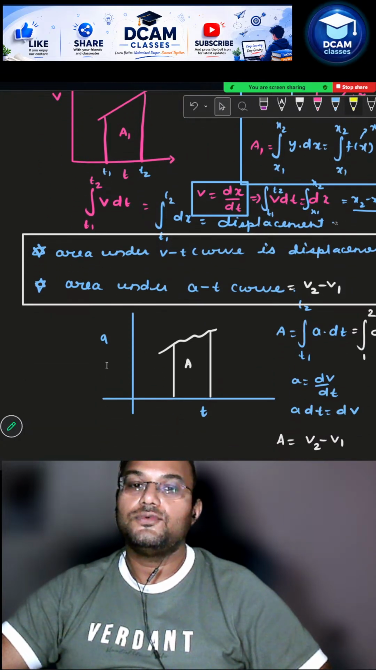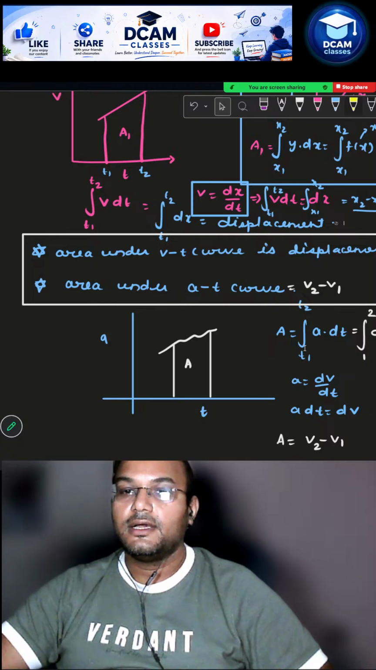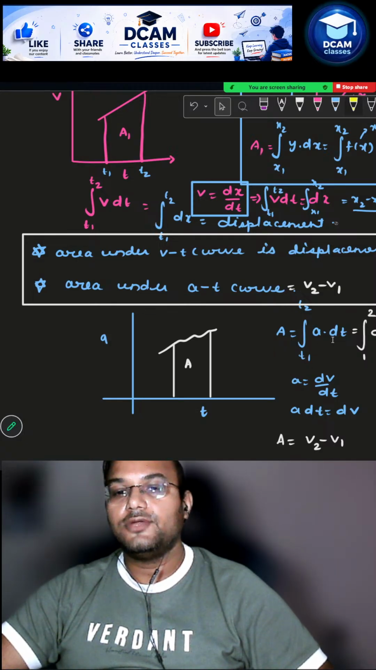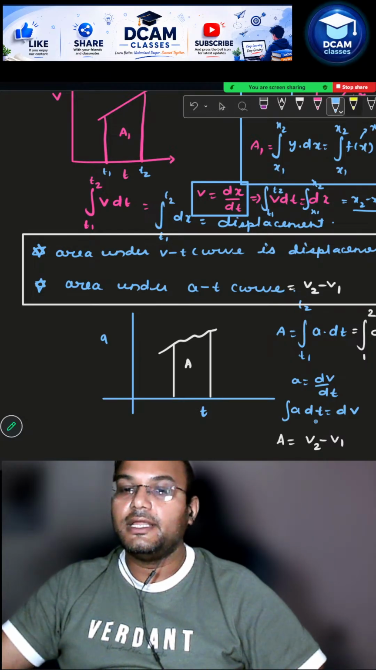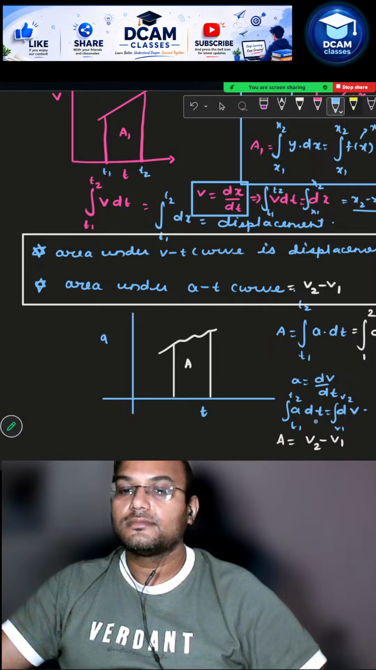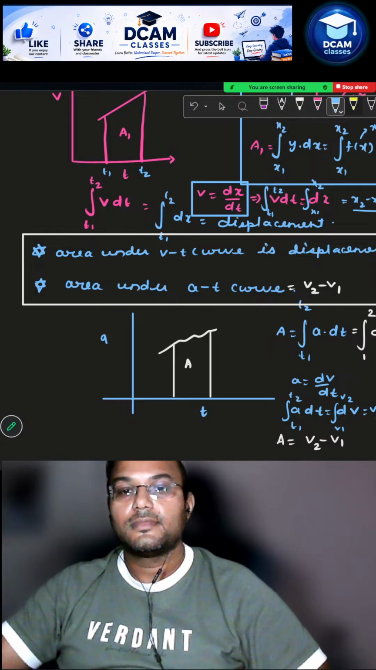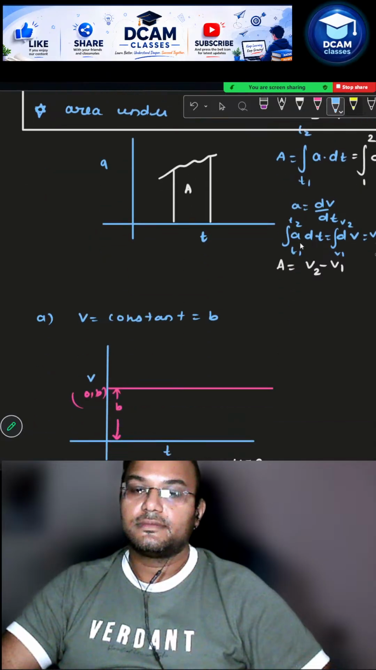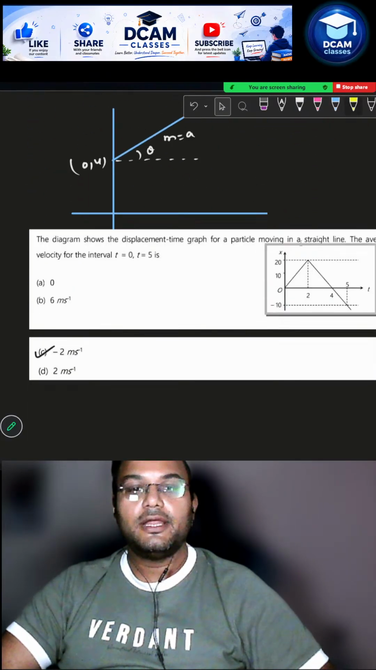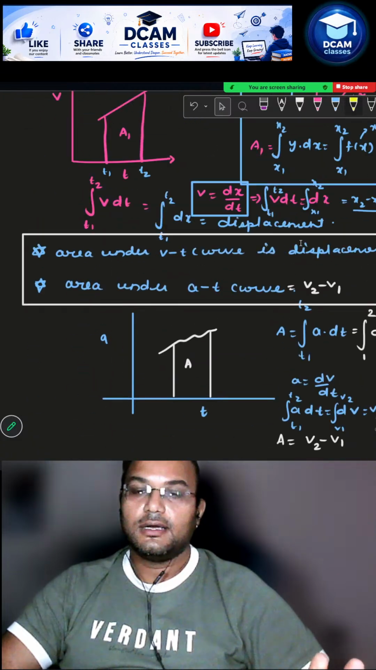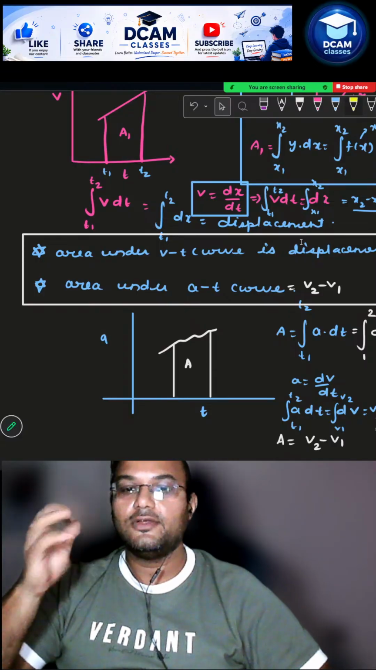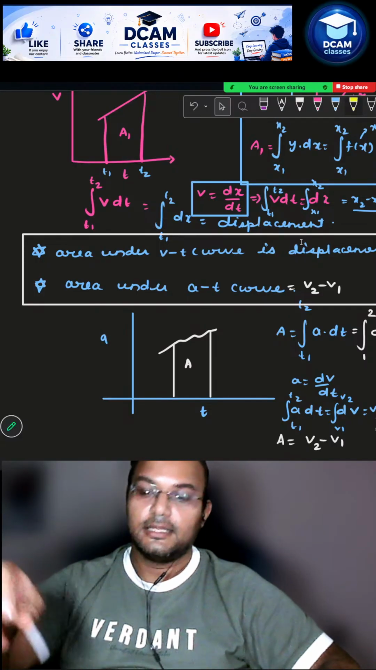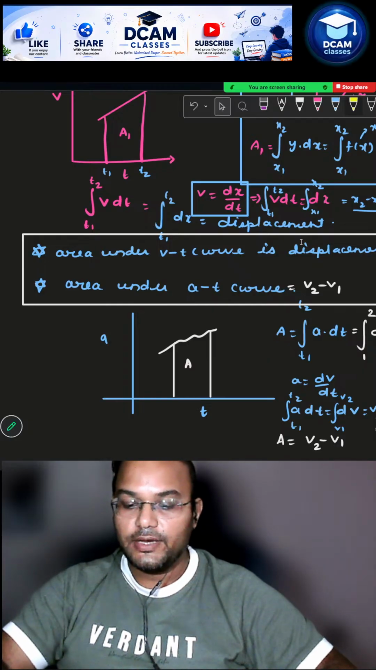And similarly, if you go for the area under the a-t curve, it will be the integral from t1 to t2 of a dt, but a is equal to dv by dt. So a dt would be dv. The integral of a dt would be the change in velocity. Okay, so I get it now. That's why we get this. And this holds for any value of t, even if t is 0 or any other value. Got it? Yes. These are the things that you will need to draw the graph.